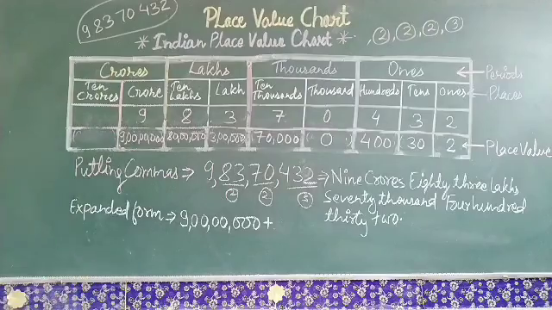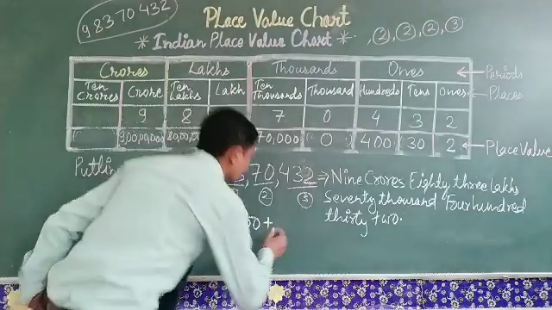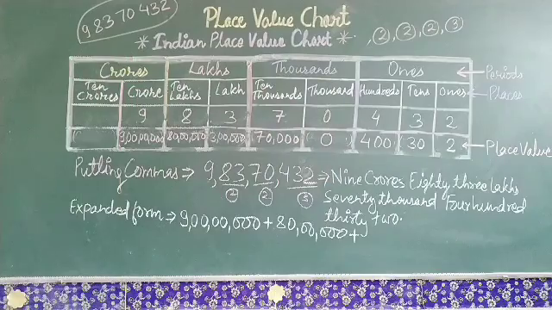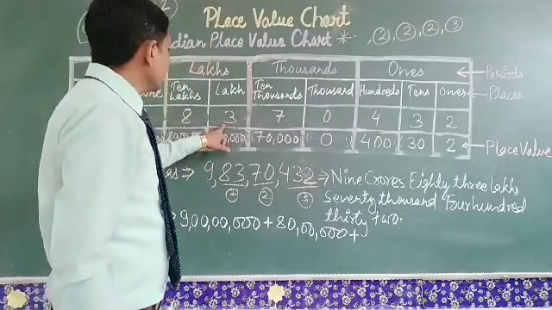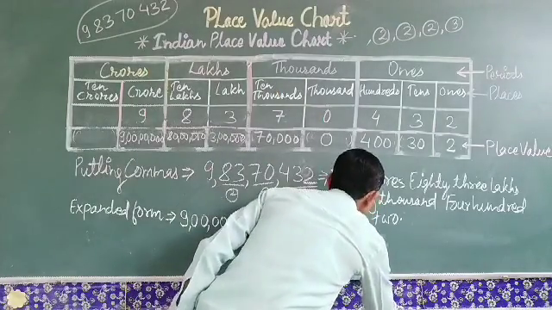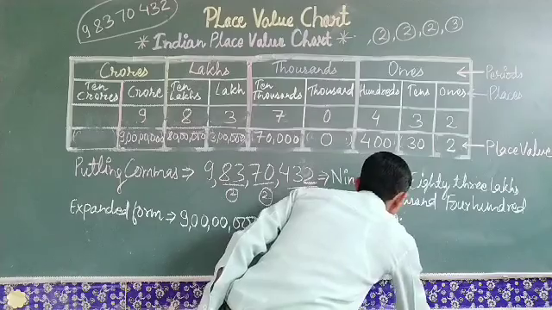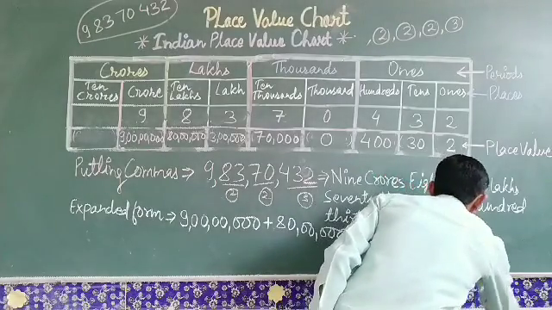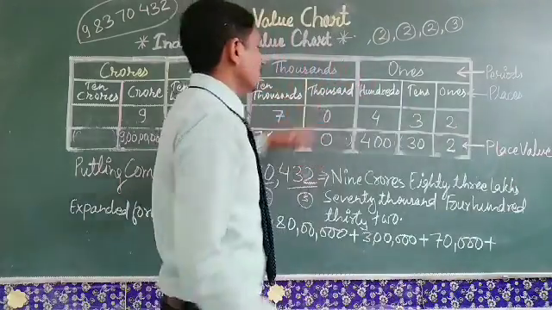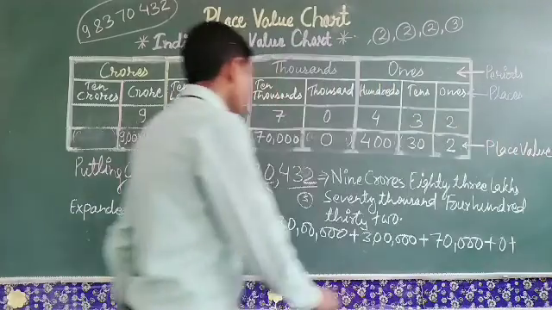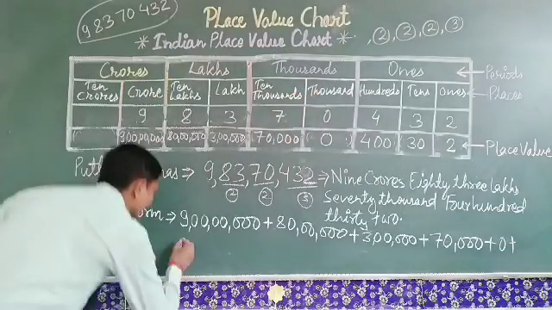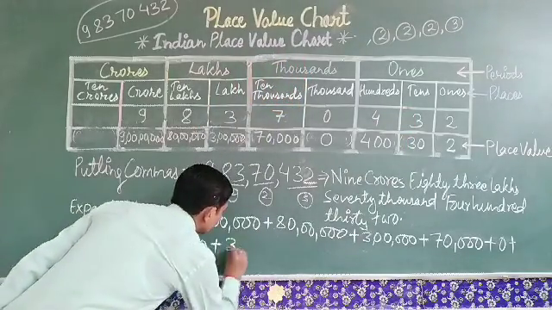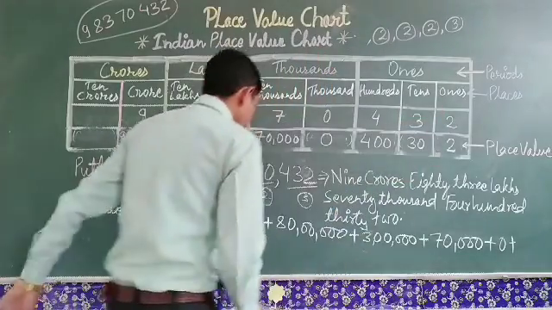Put an addition sign: 9 crore plus, then 8 falls in the ten lakhs place, that is 80 lakh, plus 3 falls in the lakhs place, that is 3 lakh, plus 7 falls in the ten thousands place, that is 70,000, plus 0 falls in the thousands place, that is 0, plus 4 falls in the hundreds place, that is 400, plus 3 falls in the tens place, that is 30, plus 2 falls in the ones place, that is 2.